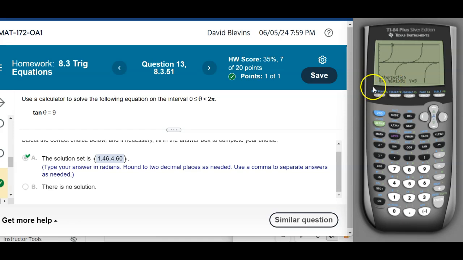So there's the 1.46. And then you have to actually go through the process again. So first curve again is my tangent curve. My second curve is that horizontal line. Then I hit enter, and for my guess, I'm going to get as close as I can, right about there. Hit enter, and there's my second one, 4.60. So that's how I can use the TI calculator to help me solve that.